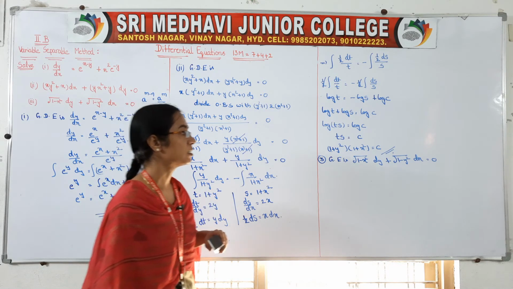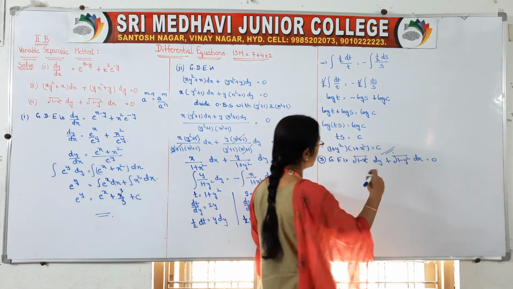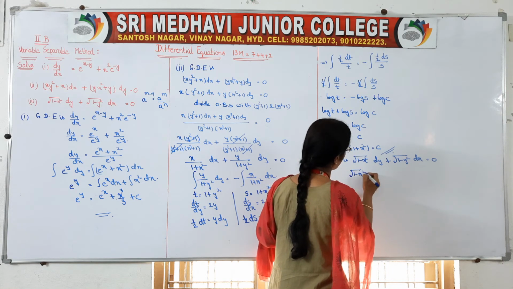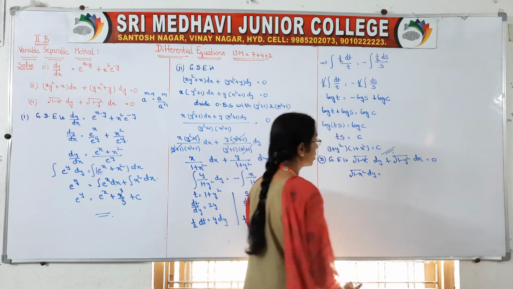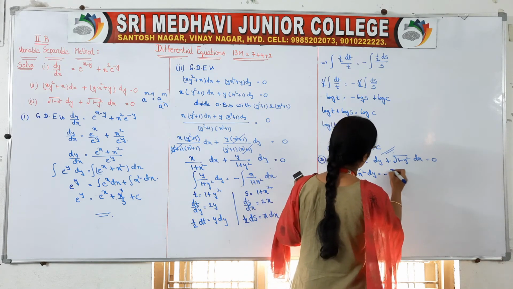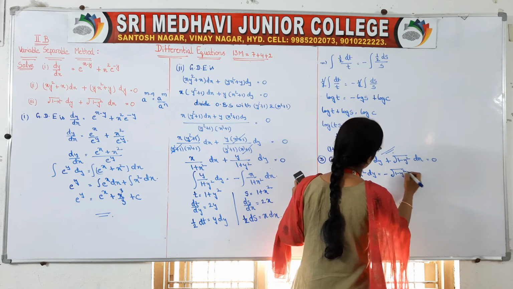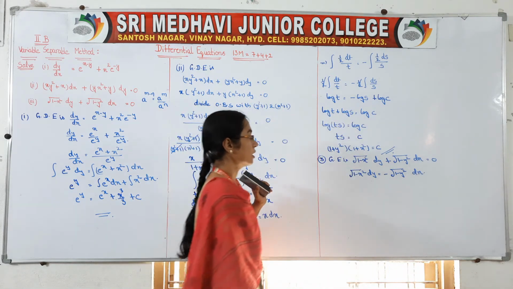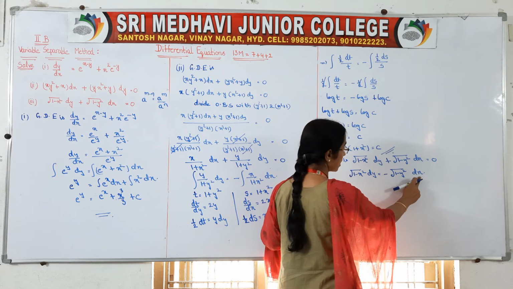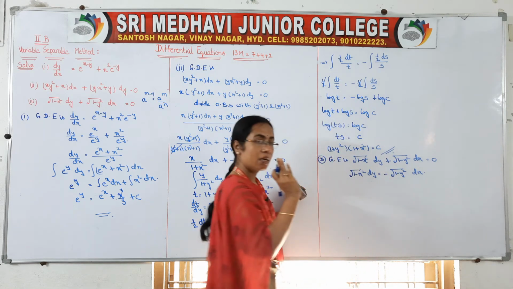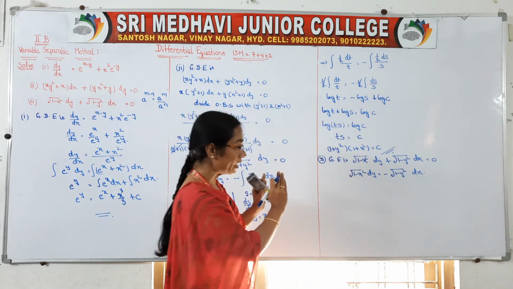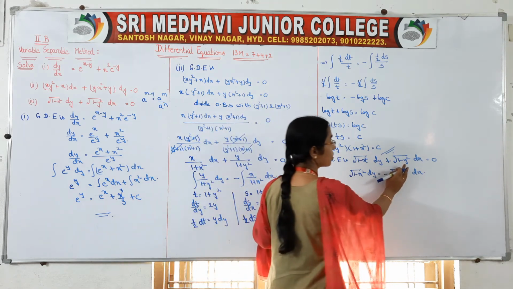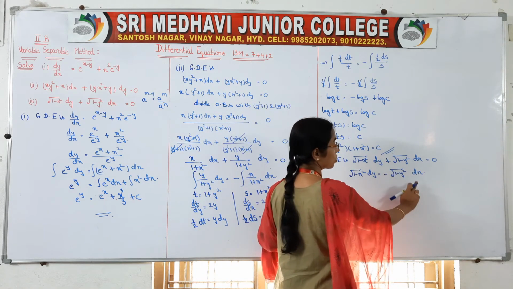So how can we solve this problem? Send one term to the other side. So root of 1 minus x square dy is equal to minus root of 1 minus y square dx. Okay, now bring this value. See, y terms dx, x terms dy. Compulsory condition is y terms into dy, x terms into dx. That means this term should come here, this term should go here.